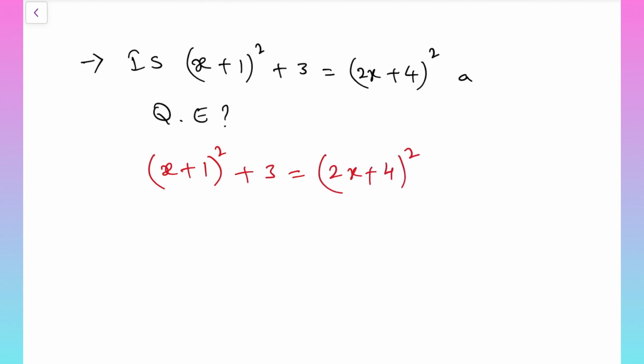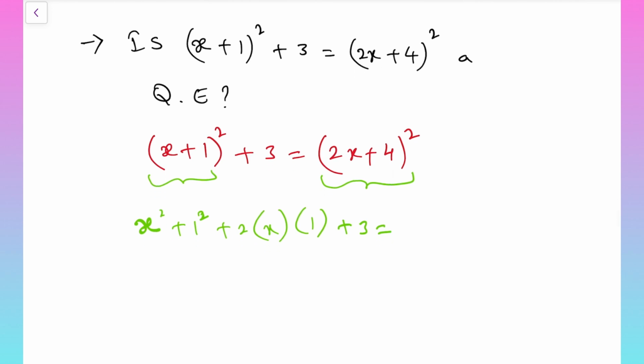x plus 1 whole square plus 3 is equal to 2x plus 4 whole square. This is the given equation. First here, if you observe the left side part, x plus 1 whole square is in the form of a plus b whole square. So if we expand it, x square plus 1 square plus 2 into x into 1. Nothing but the a square plus b square plus 2ab formula. Plus 3 as usual is equal to, same on the right side we have 2x plus 4 whole square. That is the a plus b whole square formula again. So if we expand that, a square plus b square plus 2 into a into b.